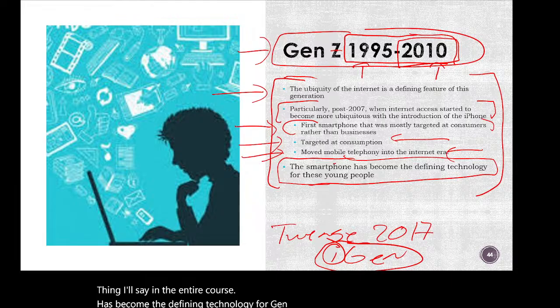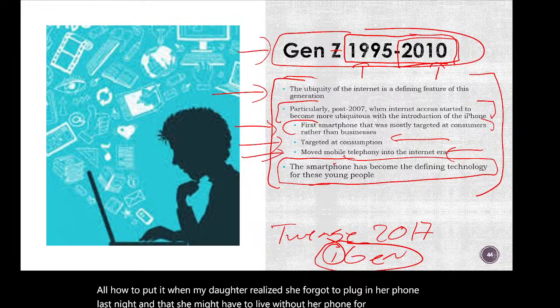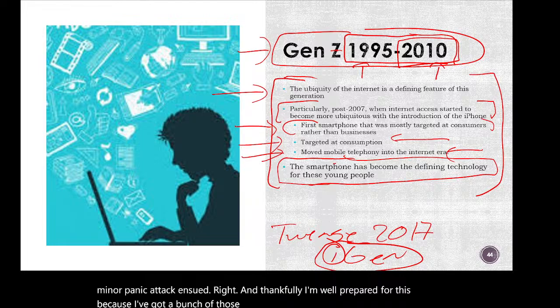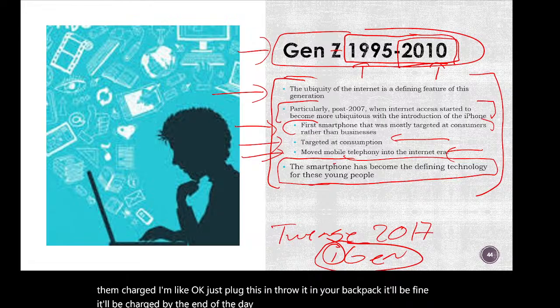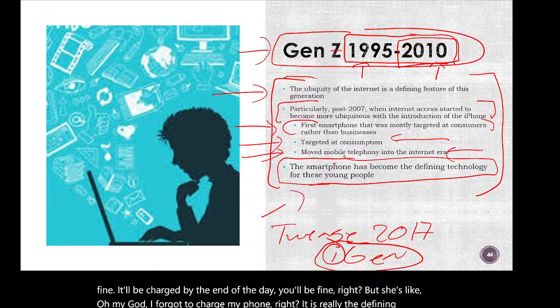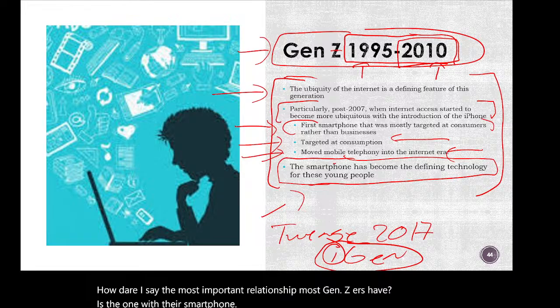And I mean, to the point where, how to put it, when my daughter realized she forgot to plug in her phone last night and that she might have to live without her phone for one day, a minor panic attack ensued, right? And thankfully, I'm well prepared for this because I've got a bunch of those power banks, and I always keep a couple of them charged. So I'm like, okay, just plug this in, throw it in your backpack, it'll be fine. It'll be charged by the end of the day. You'll be fine, right? But she's like, oh my God, I forgot to charge my phone, right? It is really the defining technology, and how dare I say, the most important relationship most Gen Zers have is the one with their smartphone. I kid a little bit, but only a little.